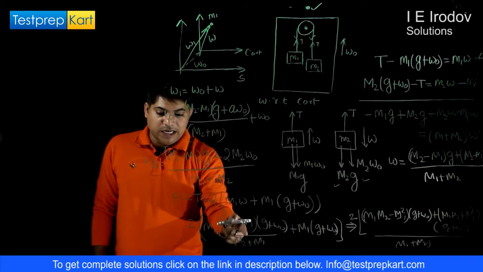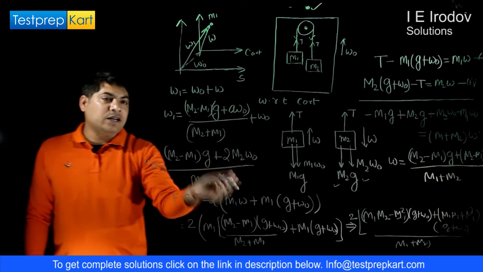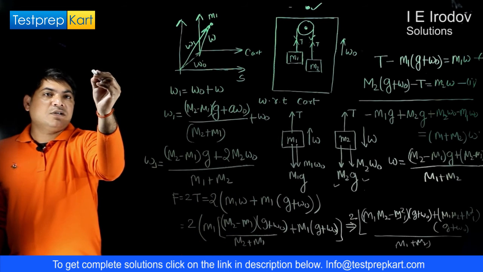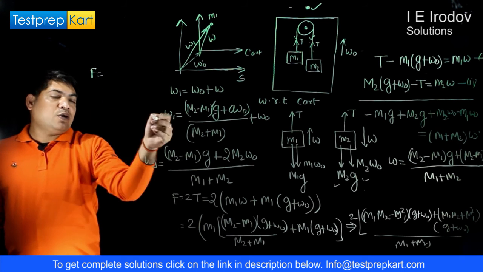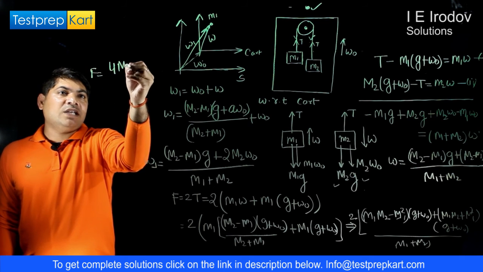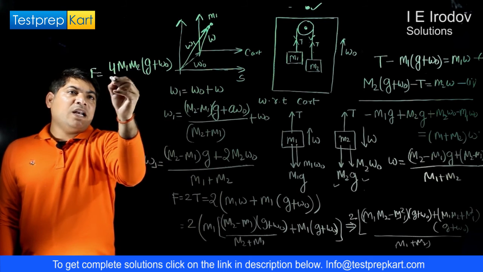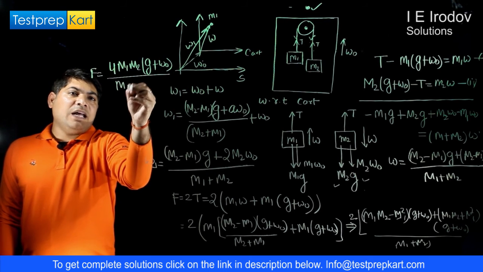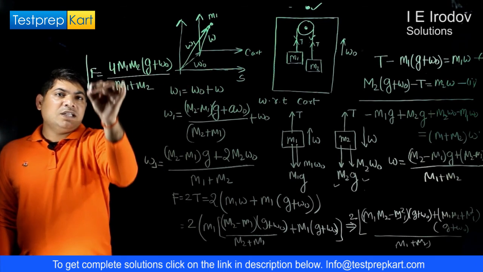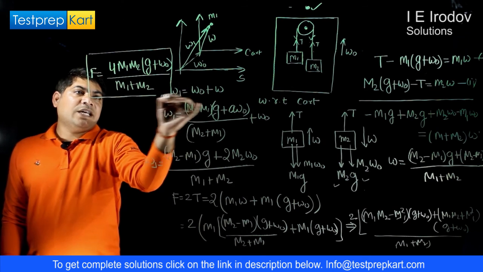So the final answer is, I can write here as there is no space. This force is 2 times of this, so 4 times M1 M2 into (G plus omega naught) upon (M1 plus M2). This is the final answer of the second part.